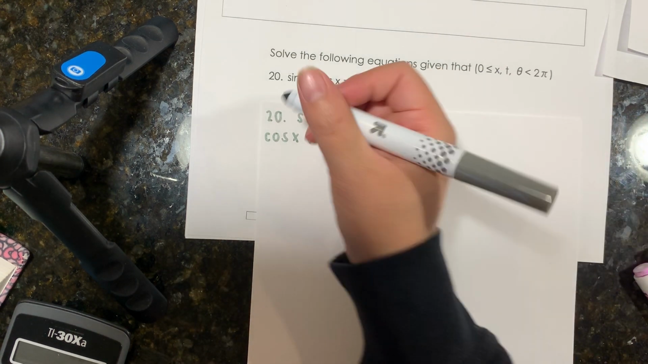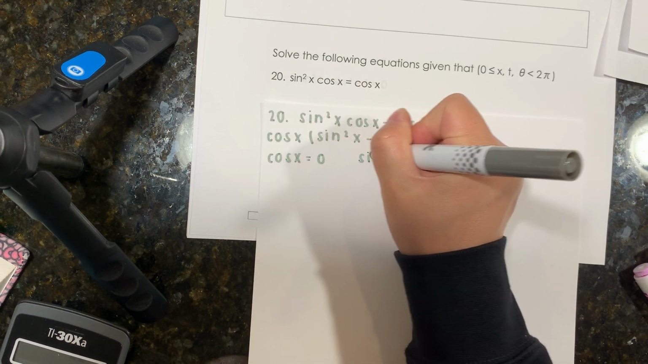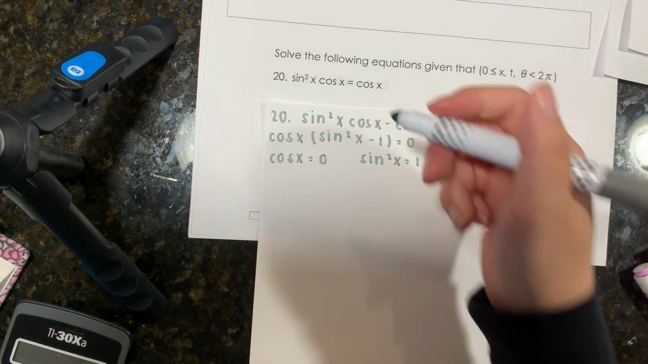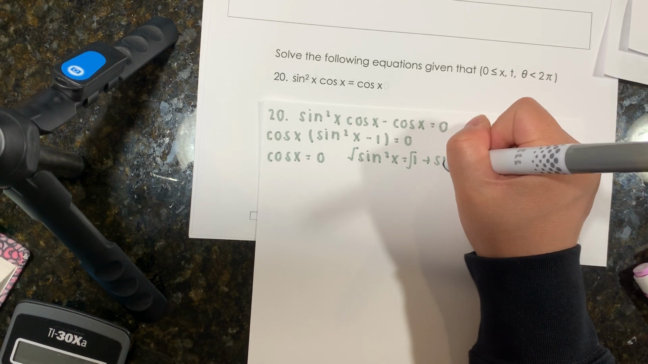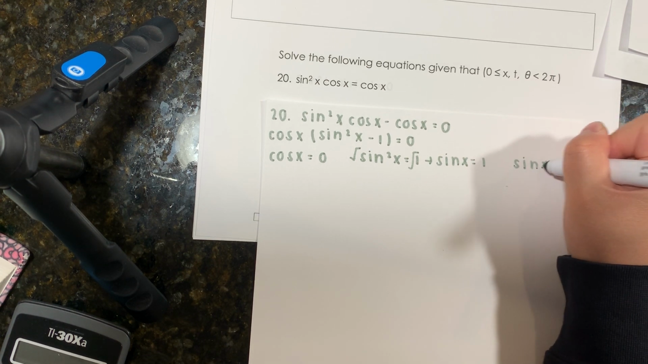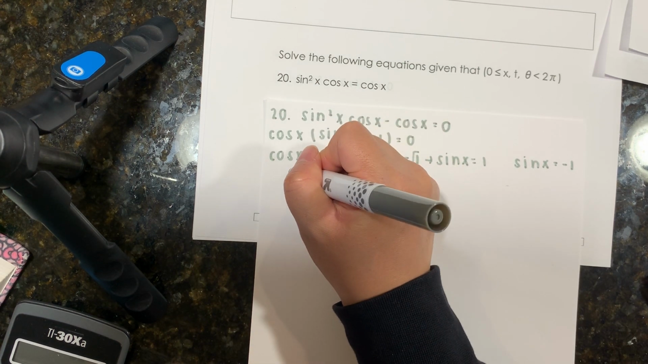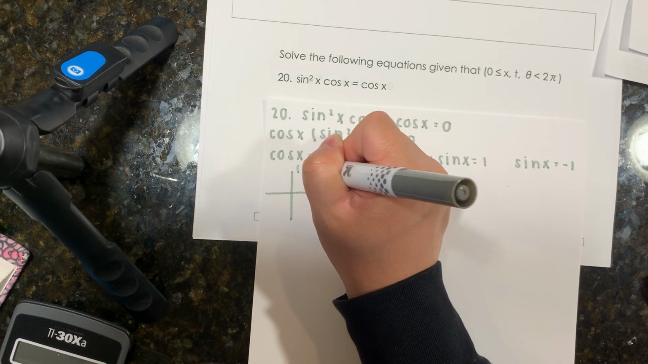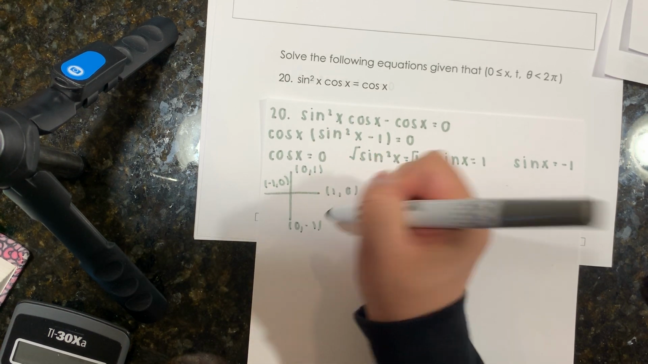Now we're going to set each of those equal to 0. So I have cosine x equals 0. Then I have sine squared x is equal to 1 because I moved the 1 to the other side. Taking the square root of both sides gives me sine x is equal to positive 1, and then sine x equals negative 1. Now, luckily, all three of those are actually going to use the unit circle. So I'm going to draw the unit circle: 1, 0, 0, 1, negative 1, 0, 0, negative 1.